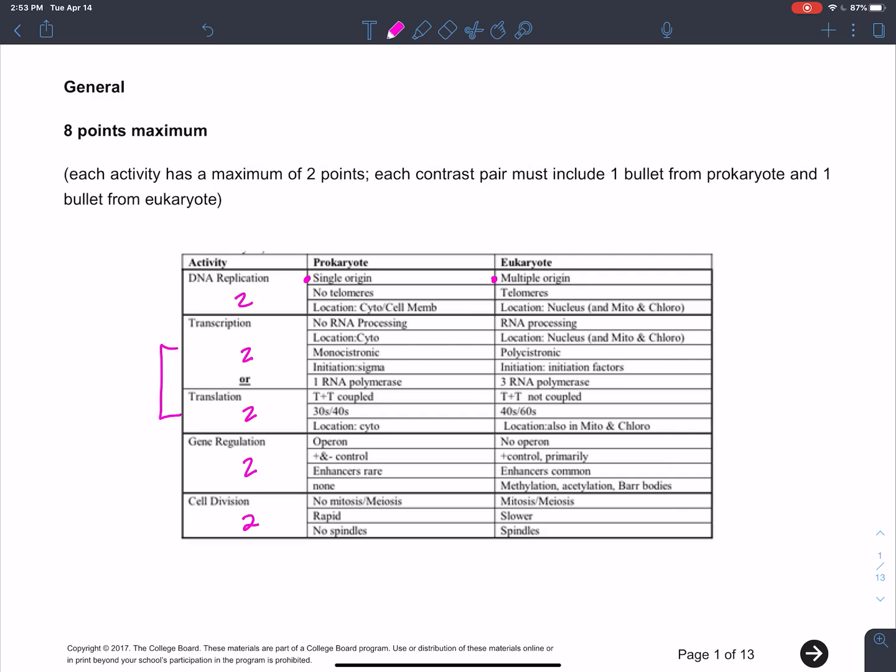Gene regulation in prokaryotes, prokaryotes use operons where eukaryotes do not. This is like the lac operon that we were talking about. So prokaryotes can use positive and negative control where eukaryotes cannot. Location, again.